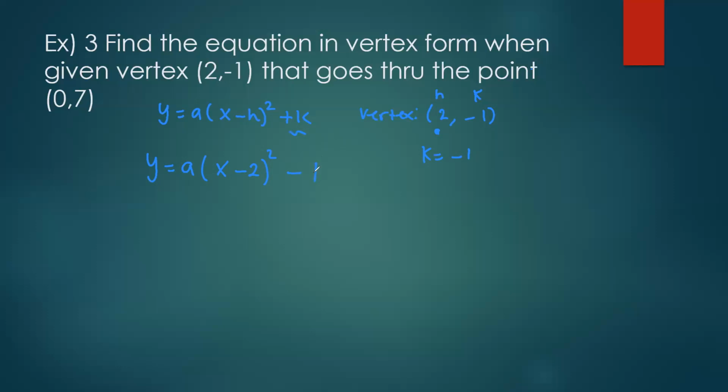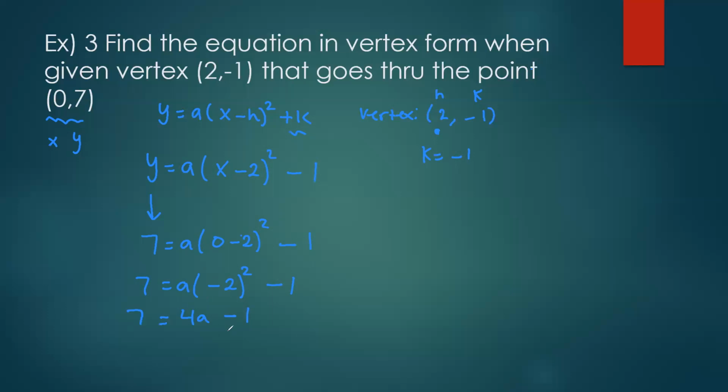Okay, then the next step is finding our a value. This is why they give us an extra point, 0, 7. So 0 is your x, and 7 is your y. Substitute those values. So y is 7, x is 0, so it's 0 minus 2 squared minus 1. 0 minus 2 is negative 2 squared minus 1, and then 7. Negative 2 squared is 4, and then times a, that's 4a minus 1.